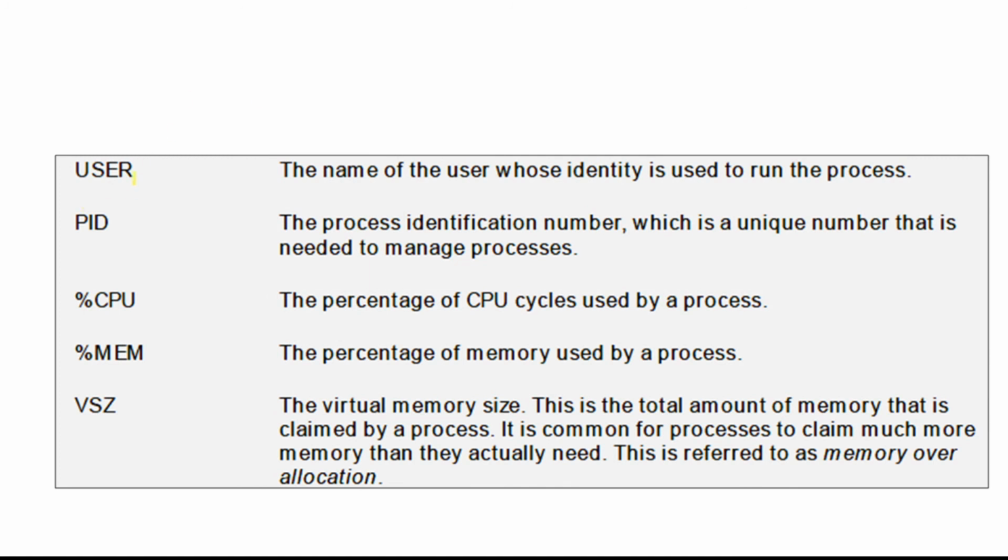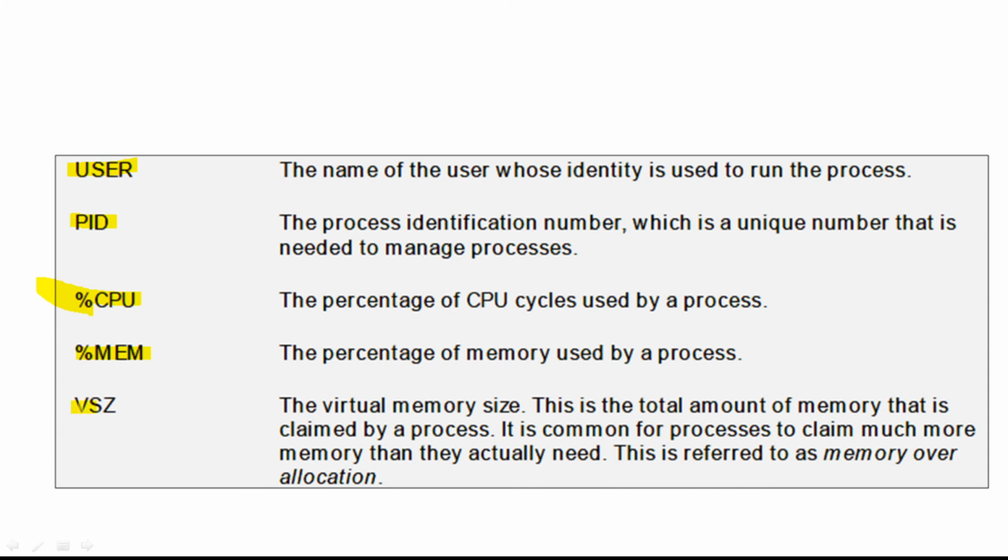Going for the first, that is user. The user defines the name of the user whose identity is used to run the process. Like if you are a root user, then root would be displayed, or if it's a username, then that username would be displayed. Then there is PID, the process identification number, a unique ID given for each individual process that is running on the system. Then we have percentage of CPU, which defines the percentage of CPU cycles used by the process. Percentage memory defines the percentage of memory used by the process.